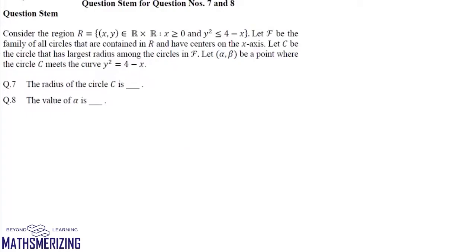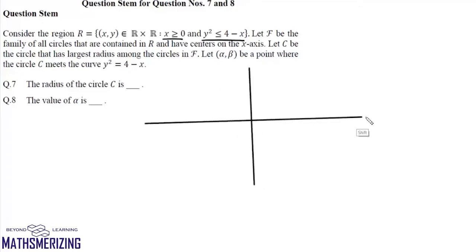Now the question is, consider the region xy such that x is greater than or equal to 0 and y square is less than or equal to 4 minus x. So we have this region which lies inside of this parabola, y square is less than 4 minus x, and x is greater than or equal to 0. So that means this circle is in this region. Now we need to find this circle C having the largest radius which can be inscribed in this region.